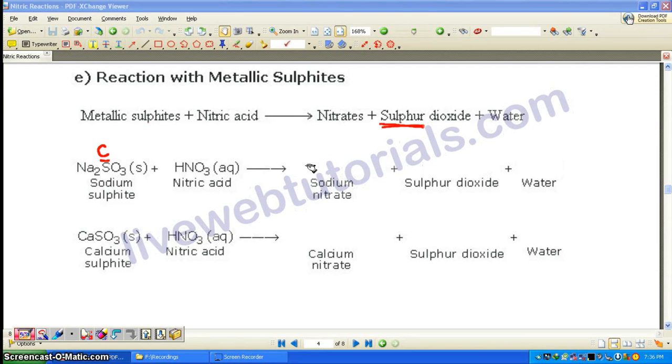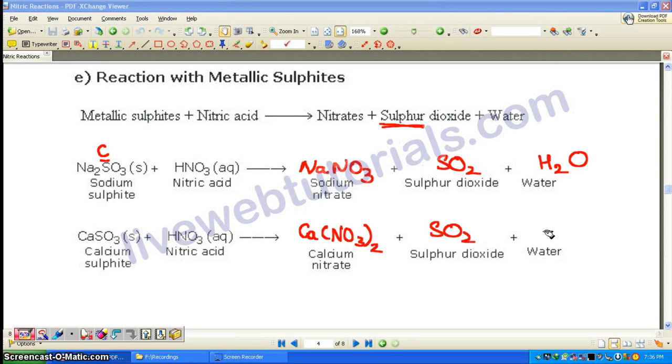So this is going to give sodium nitrate, NaNO3, sulfur dioxide, SO2, and water, H2O. Calcium sulfide will give you calcium nitrate, Ca(NO3)2, and sulfur dioxide, SO2, and then H2O. In the first equation you have to put 2 over here and 2 over here. For the second equation you just have to put this 2 over here. You can just put down these equations.